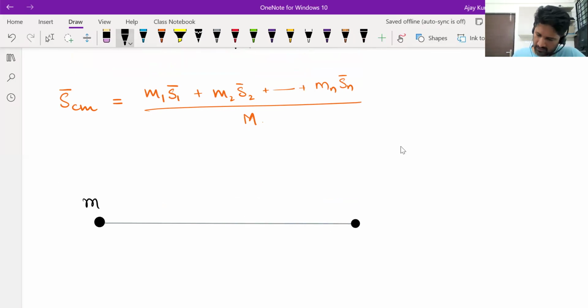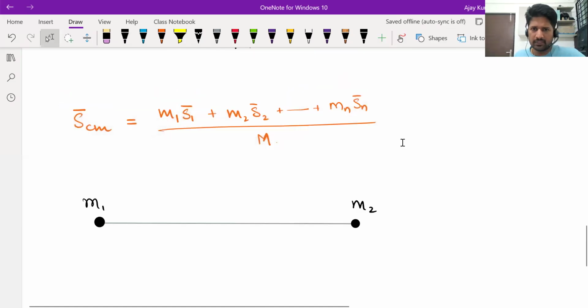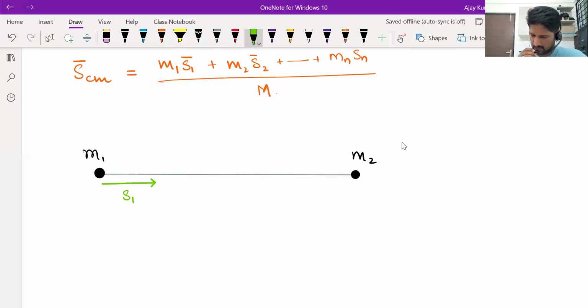Okay, let's say the masses are M1 and M2 itself. And you know they will have a center of mass somewhere along this line, dividing it in the ratio M2 is to M1. Now, you are told that M1 is displaced to the right by a distance S1. How much should M2 get displaced such that the center of mass remains stationary?